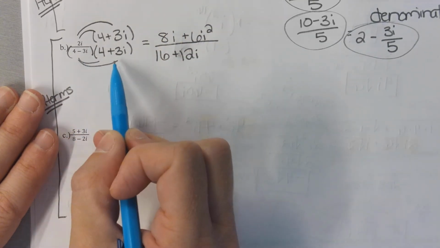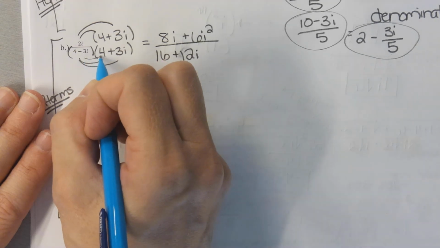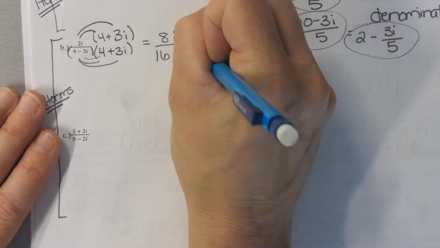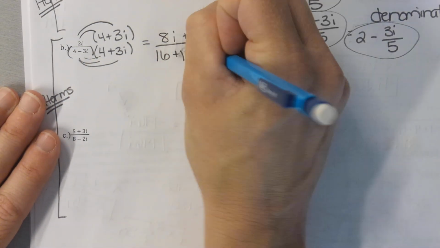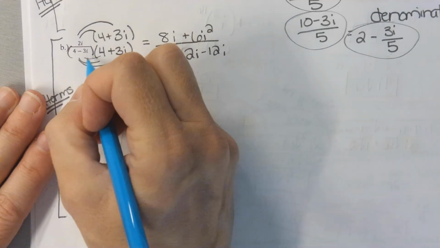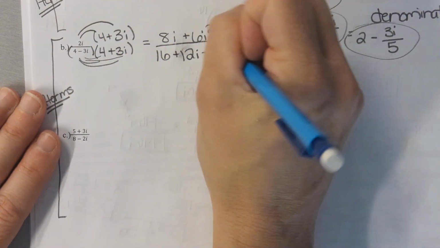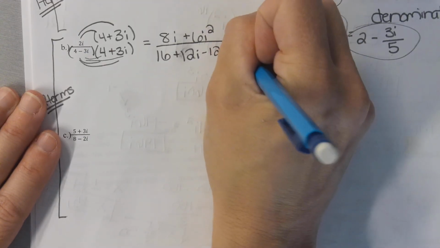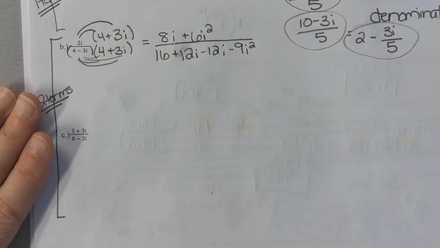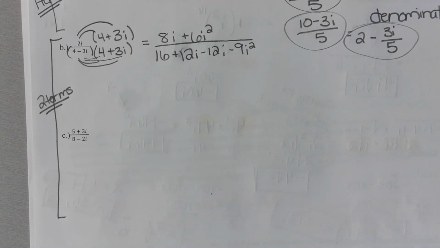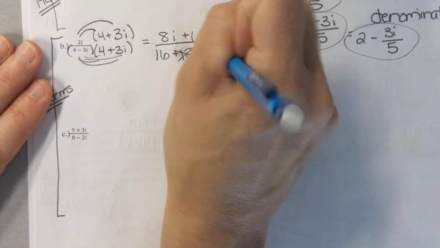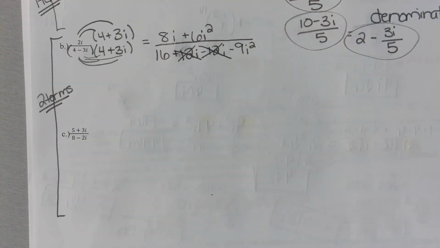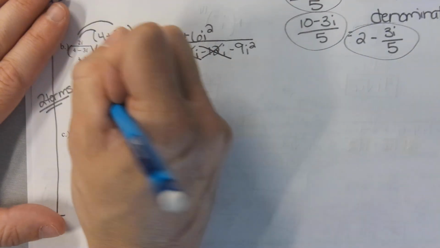All right, so we got 12i. Negative 3i times 4, what's that going to give me? Negative 12i. Negative 3i times positive 3i. Negative 9i squared. Do you see how those middle two terms are going to cancel out in the center and the denominator? That will always happen. We planned it that way. That was a part of our evil master plan.